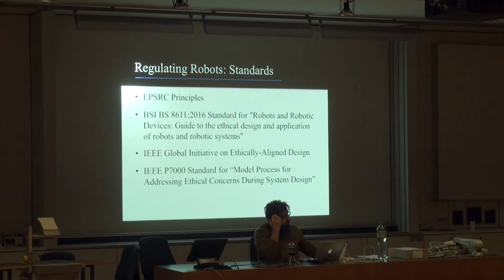So the other way, and a bit better and more powerful, is the establishment of standards. And Joanna talked a bit about the EPSRC principles that were developed in Britain, and those have evolved into an actual standard from the British Standards Institute, which is a standard for robots and robotic devices, guide to the ethical design and application of robots and robotic systems. And this is like a 12, 15-page document that outlines different ways in which to consider ethical things when you're doing design. A similar sort of effort is underway, and multiple efforts actually, at the IEEE.